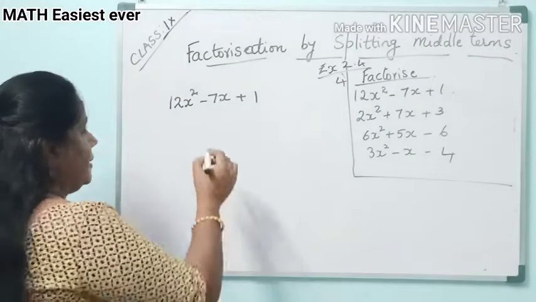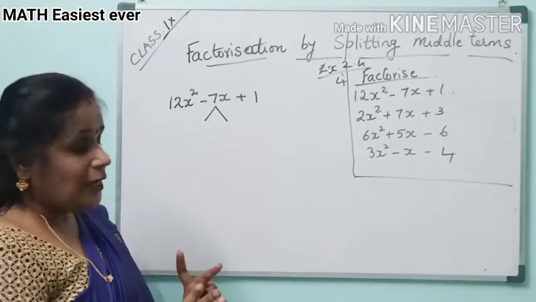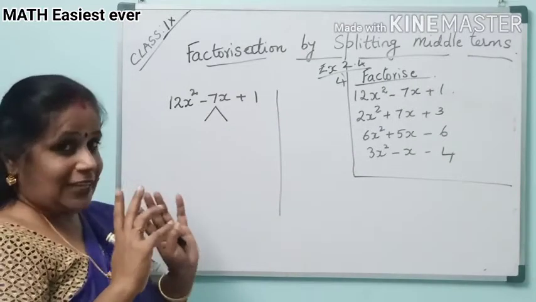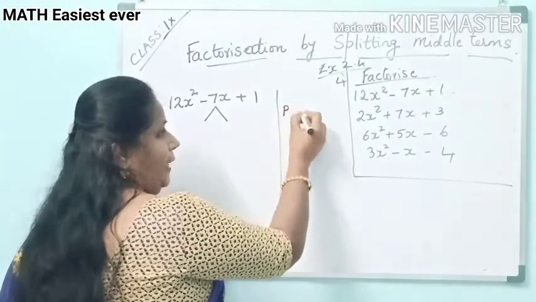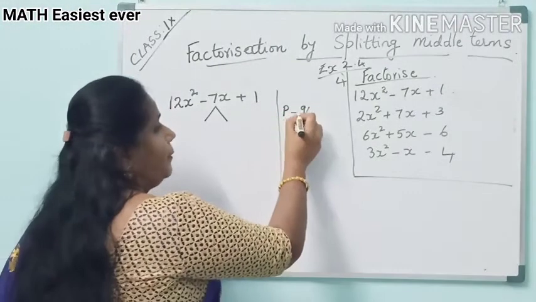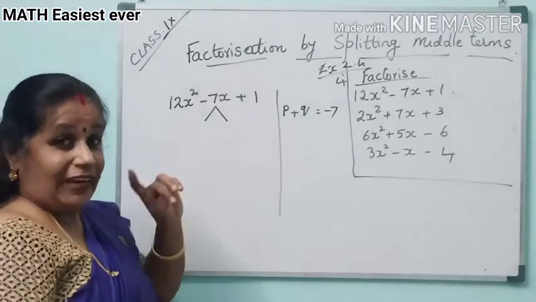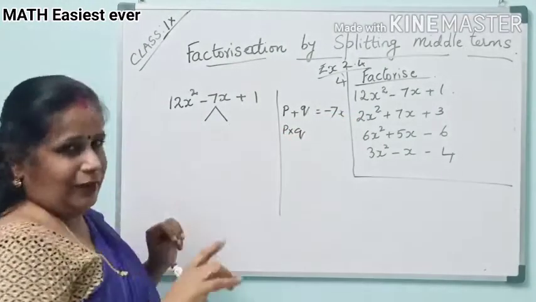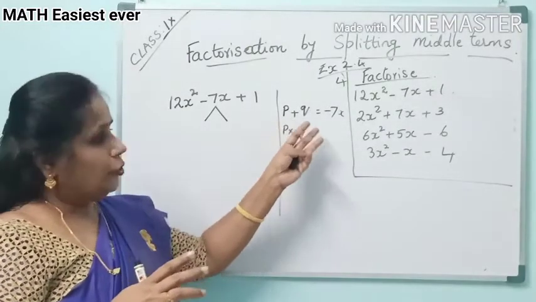Splitting the middle term means this middle term you have to split it. You have to find out two numbers in such a way that, say for example, if I have to find out two numbers P and Q, if you add P and Q, you should get minus 7x. And if you multiply P into Q, P is one number, Q is another number. If you add two numbers P and Q, you should get minus 7x.